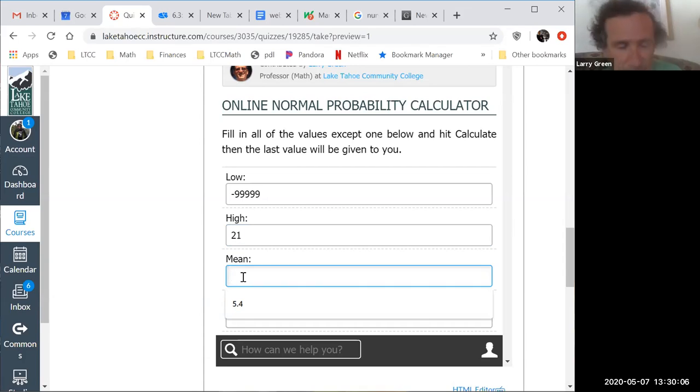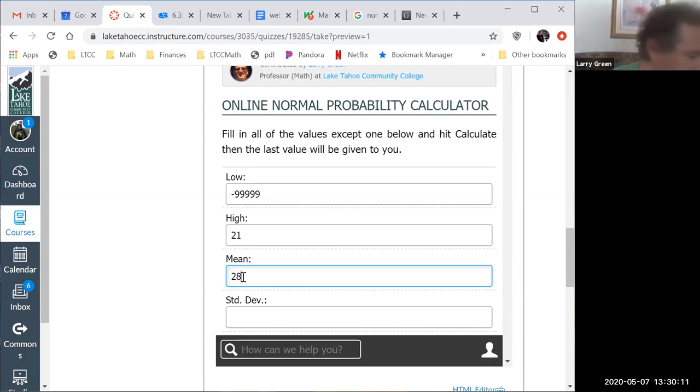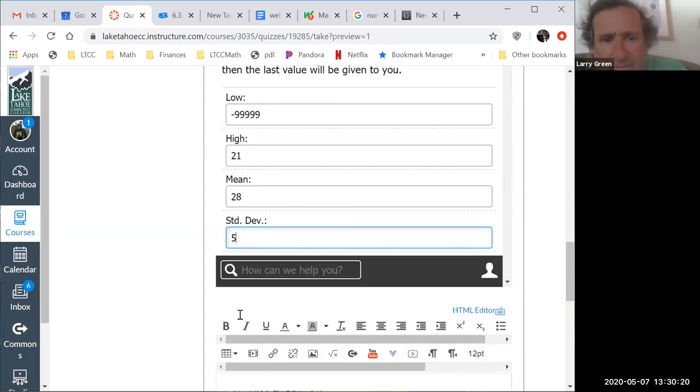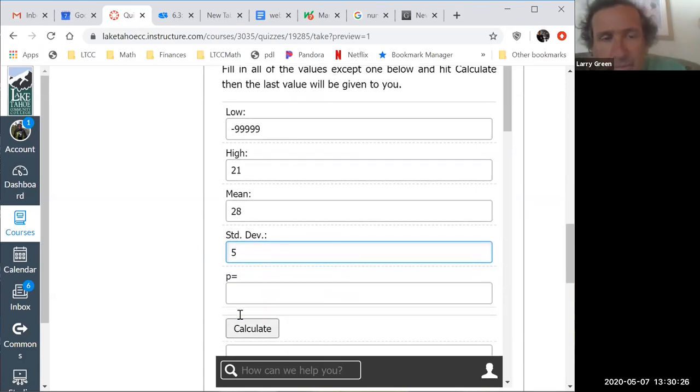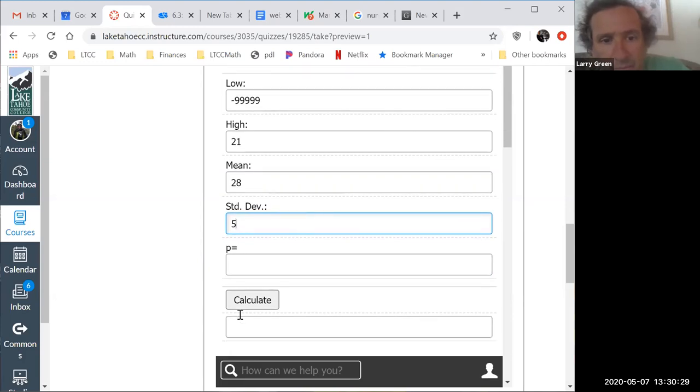And the mean was given as 28, and the standard deviation was 5. Any questions on that so far? Okay, and I hit calculate. And there we have it, about 0.08. If you want to go more decimals, you can, but probably nobody cares about more than 2 decimals because that gives you a nice percent. It's pretty close to exactly 0.08 anyway.